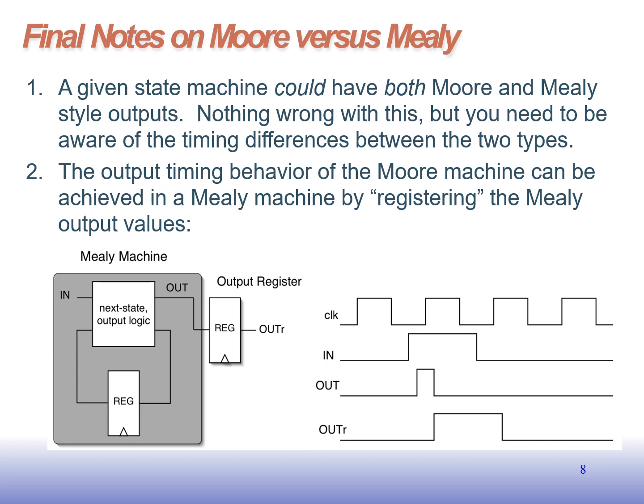Now, how are the signals delivered? A given state machine may have both Moore and Mealy outputs, but you need to be aware of the timing differences between these two types. The output timing behavior of the Moore machine can be achieved in a Mealy machine by registering the Mealy output value. So this can be obtained through the register value. This is the simple introduction to Moore and Mealy machines.